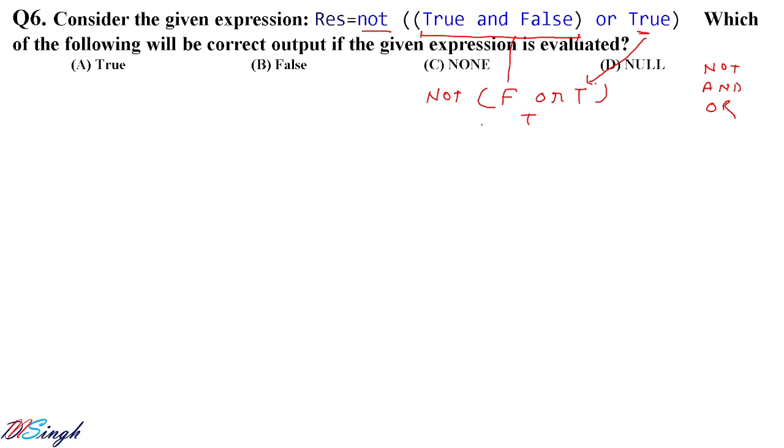So there you will get what? True output, and not of true is what? That is going to be false. So what is the correct option for this one? False is the correct option. I hope you people are understanding what I am trying to explain.